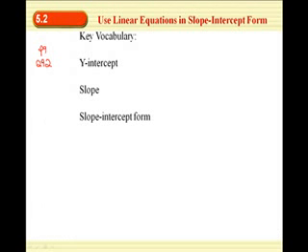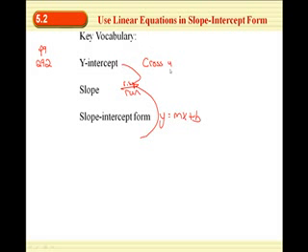We still have slope-intercept form, and I bet you all noticed something. These three are exactly the same as the last lesson. So I bet you can do this from memory. Slope, rise over run. Y-intercept is where it crosses the y-axis. Okay, so let's dive into it.